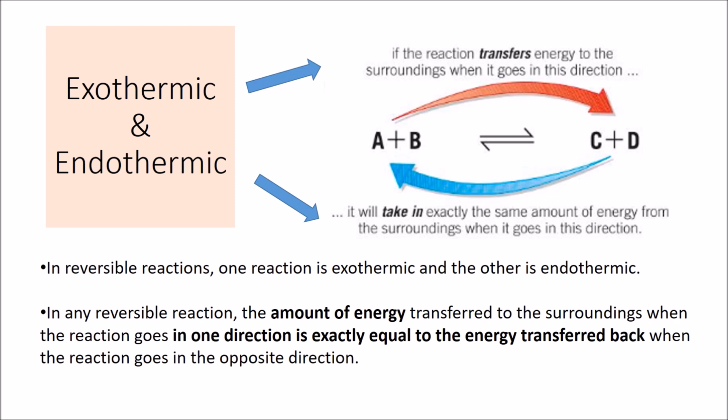So one more time, if A plus B releases heat when it forms C plus D, that's an exothermic reaction. So it's transferring energy out of the chemicals. And so in order for it to be a reversible reaction, it needs to take in exactly the same amount of energy that it released. So it will be endothermic in the other direction. So we talk about forward and reverse directions in reversible reactions. So hopefully you've got that definition down and that diagram.